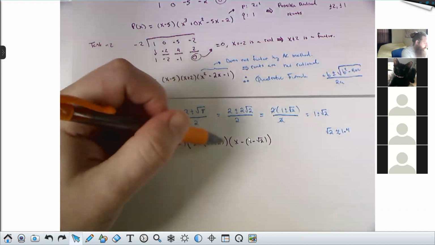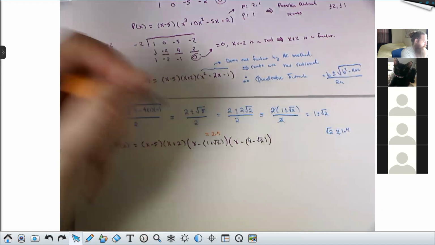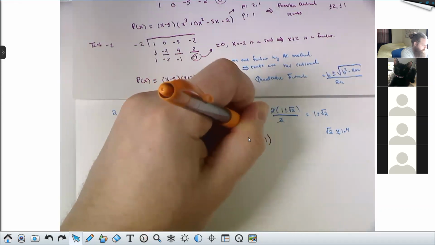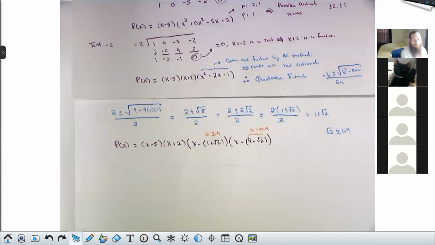If root 2 is 1.4, then 1 plus that is about 2.4. And 1 minus that is about -0.4. So if I were to look at the graph of this polynomial, I expect to see the following. I expect to see a root at 2.4, -0.4, -2, and +5.